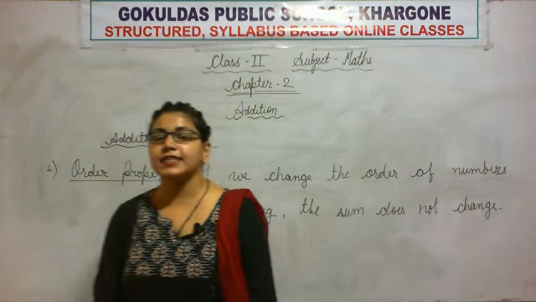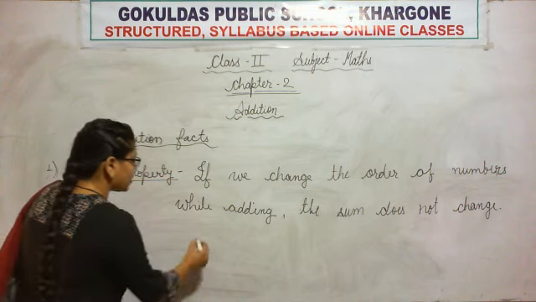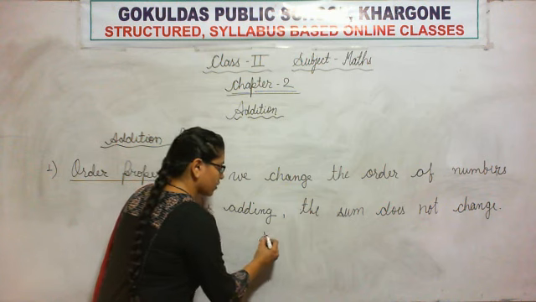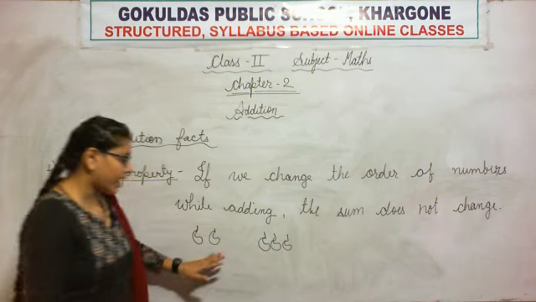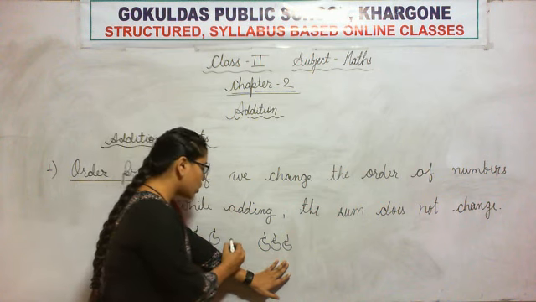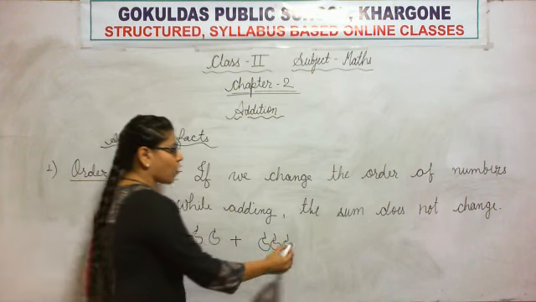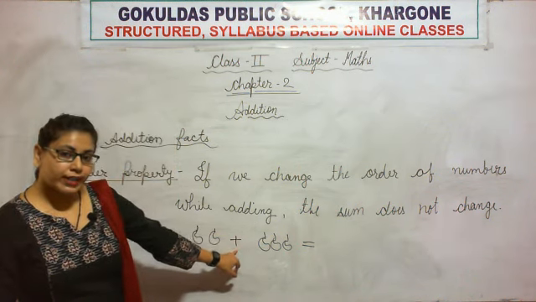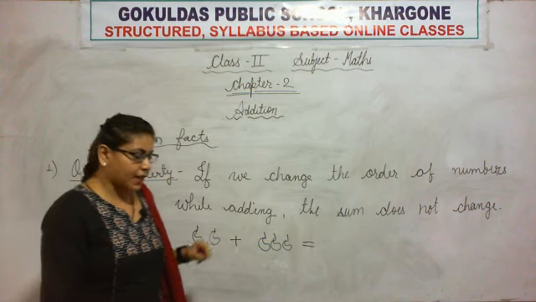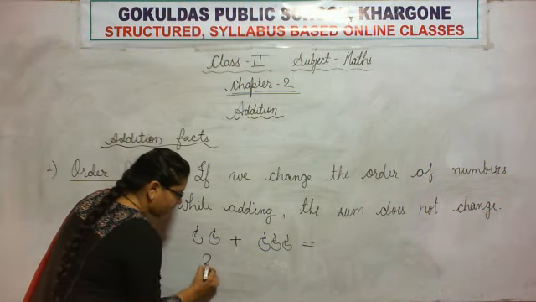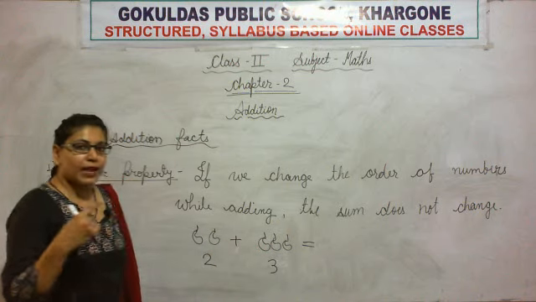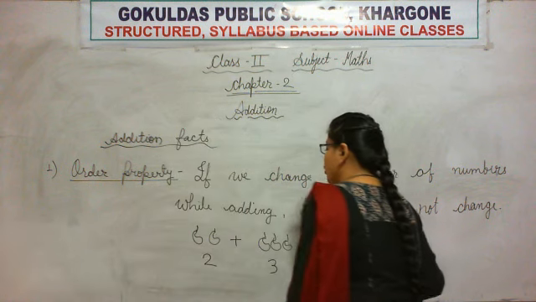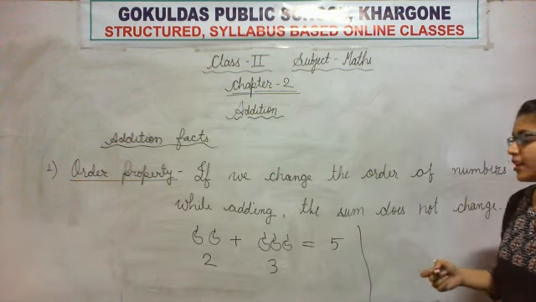So for understanding this, let me give you an example. Suppose you are having 2 mangoes and I give you 3 more mangoes. So how many mangoes do you have now? So for that you have to put them together. So we are putting them together. That is why I am putting this plus sign. So how many mangoes are there? 2. And here 3. So 2 plus 3. Very good. 5.